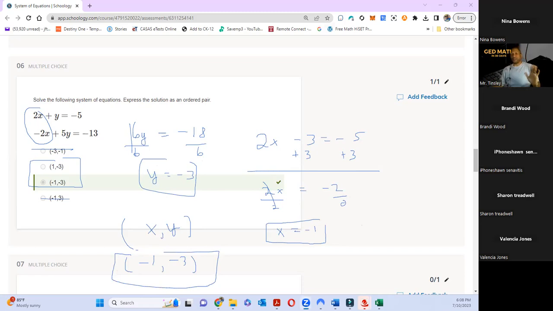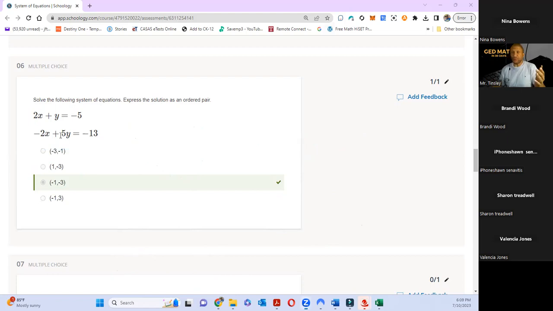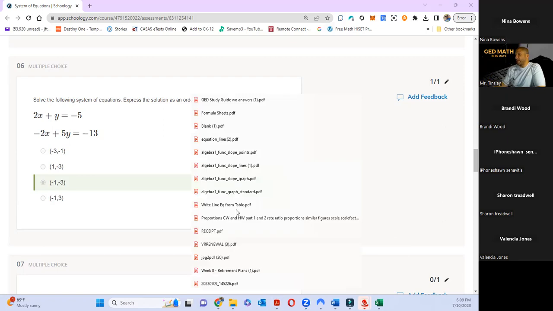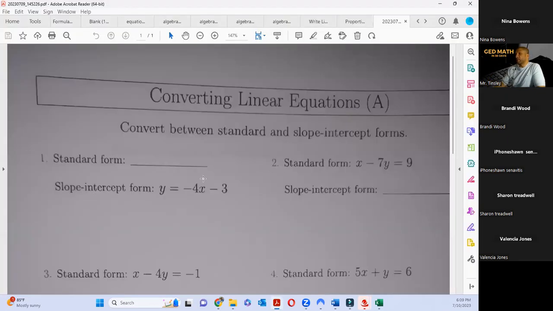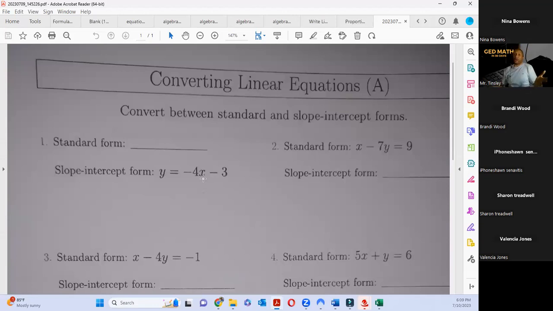Again, all that fraction stuff, that's why most of the quizzes I have work out to GED type questions and not fractions and decimals and all that mess. All right, so then the second question we had was where was it? Was it here? Yep. So now this should be fairly easy.